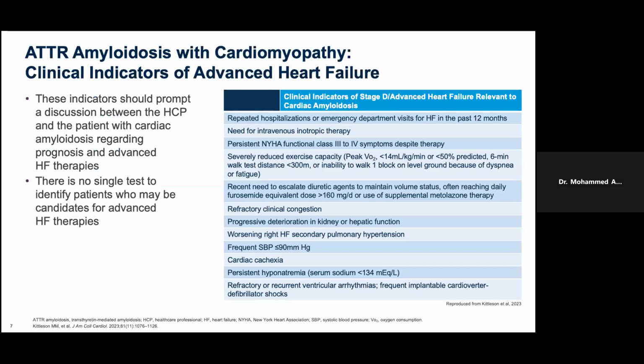For patients with advanced heart failure, there is no single marker of advanced heart failure in ATTR cardiomyopathy. Instead, we look for a combination of red flags, which include recurrent heart failure hospitalization, persistent NYHA class 3 or 4 symptoms, worsening functional capacity, escalating diuretic requirement, end organ dysfunction, hypotension, and refractory ventricular arrhythmia. Recognizing these features early should prompt referral to advanced heart failure and amyloid centers.